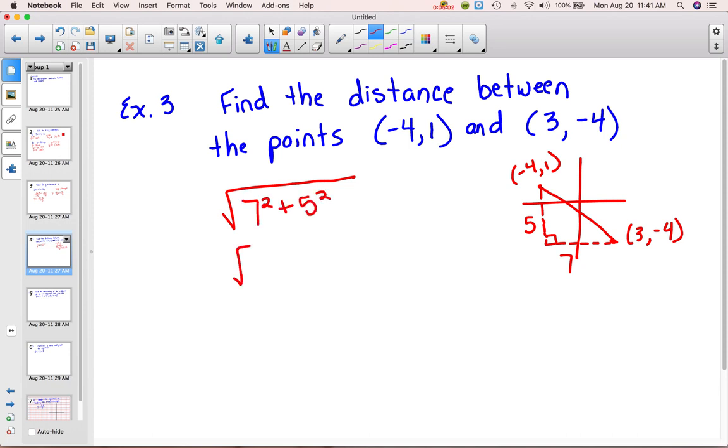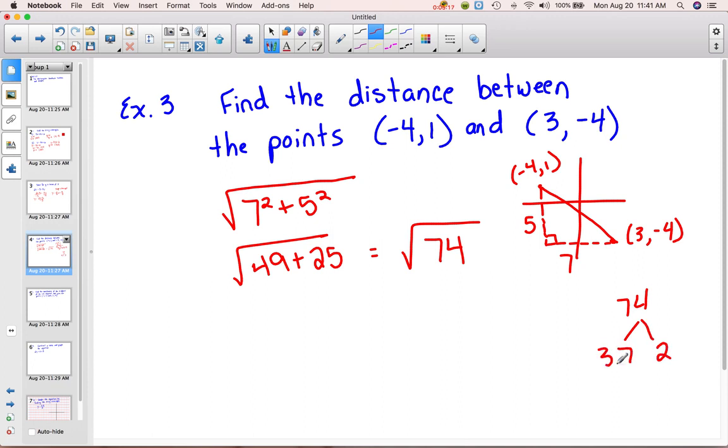So we get the square root of 49 plus 25, which is the square root of 74. And we would need to think, can this be simplified? If you break down the 74, you get 37 times 2. And since 37 is prime, this cannot be simplified. So this would be the distance.